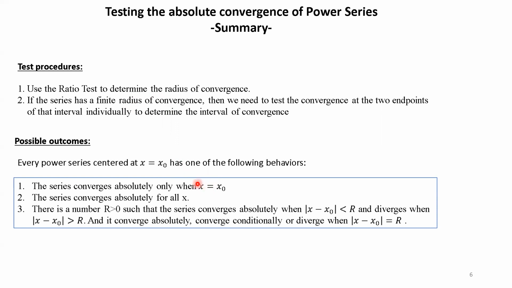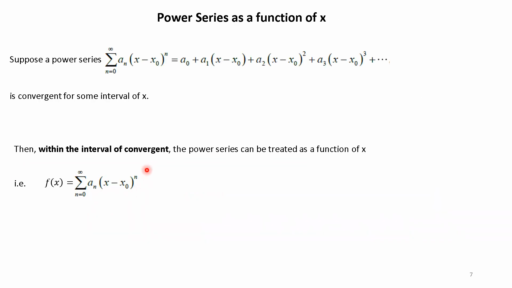In example 1, you saw that the series converges only at a particular value of x. In example 2, you see that the series converges absolutely for all x. And finally, example 3, the one that we just talked about. So these are all 3 possibilities. Nothing more.